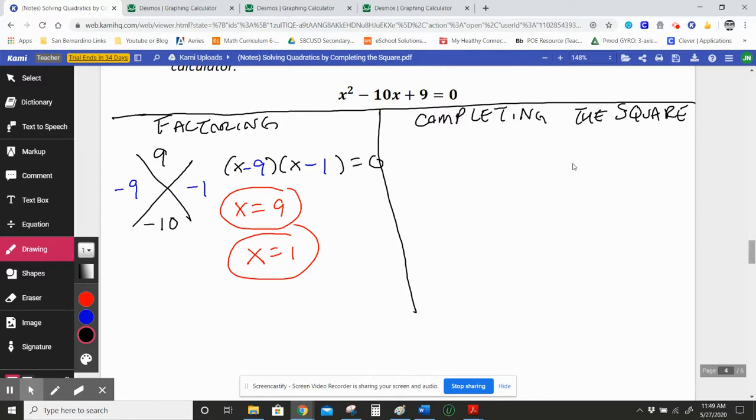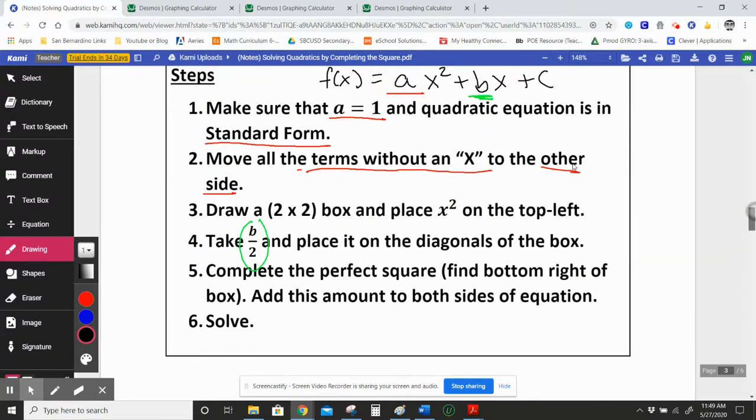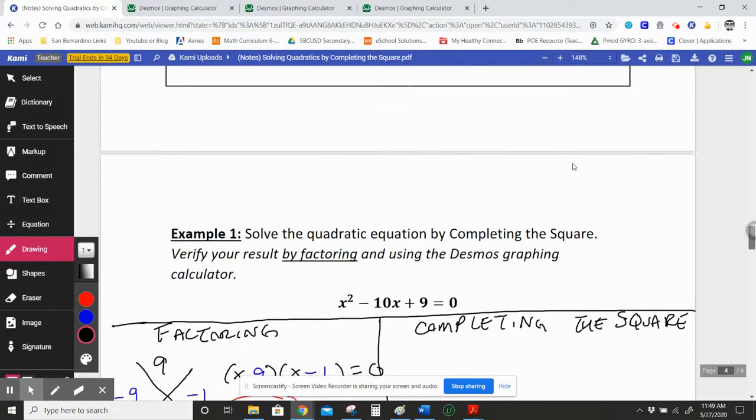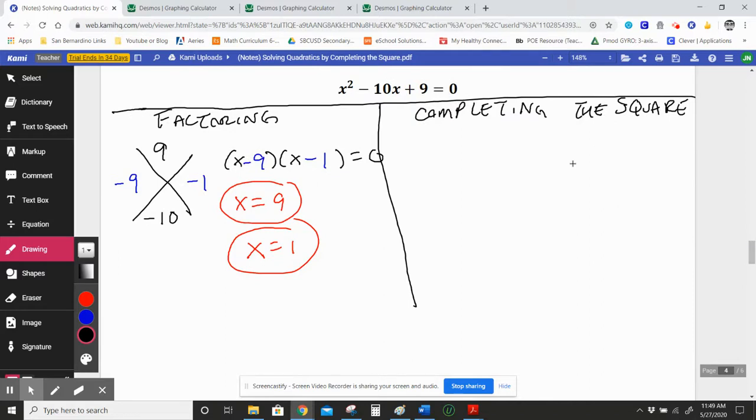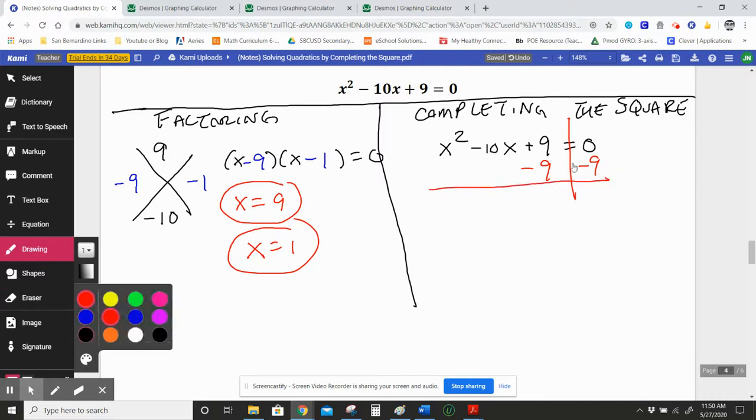Okay, so step 2 says that we have to move everything that doesn't have an x to the other side. So basically, everything that doesn't have an x, which is the 9, move it to the other side. So I'm going to go ahead and do that. x squared minus 10x is equal to negative 9. Or actually, you know what? Let me not skip that step because I feel like I'm going to lose someone out there. So I have this. I'm going to move the 9 to the other side so I can follow step 2, which says that everything that doesn't have an x should be moved to the other side.